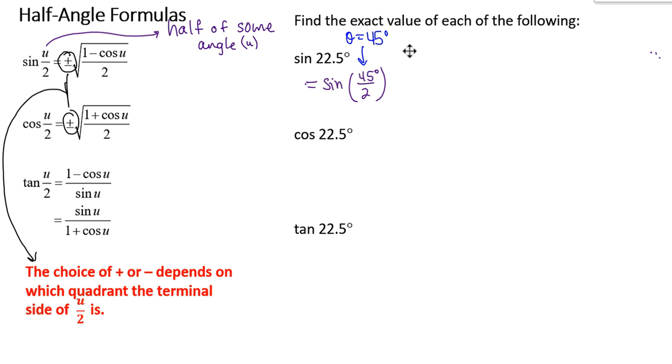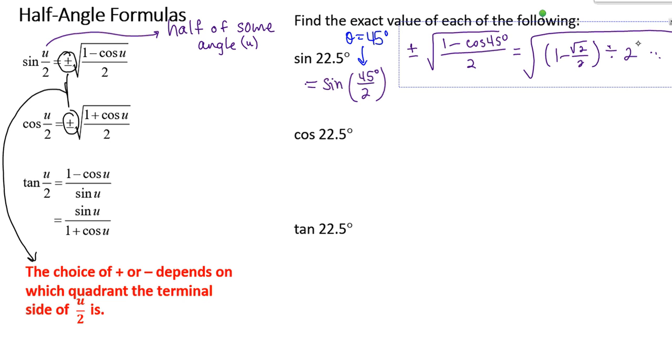So I'm going to plug it in. It's going to be plus or minus the square root of 1 minus the cosine of 45 degrees over 2. Okay, underneath here we've got 1 minus cosine of 45, which is root 2 over 2, divided by 2. Plus or minus is just going to carry along with us. Inside here we need a common denominator.